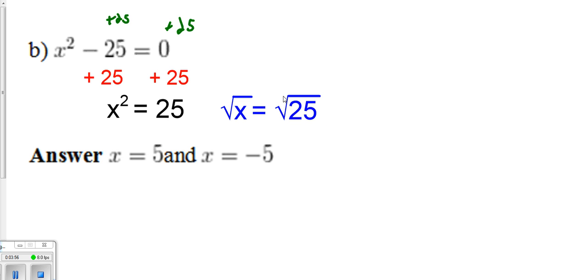We're going to take the square root of both sides then. Well, this is supposed to be the square root of x squared. Okay, this squared and this square root cancel out, meaning that x equals the square root of 25. Remember, there's a positive value and a negative value. The square root of 25 is 5, so x equals 5, and x equals negative 5.